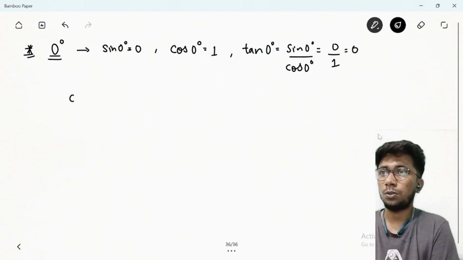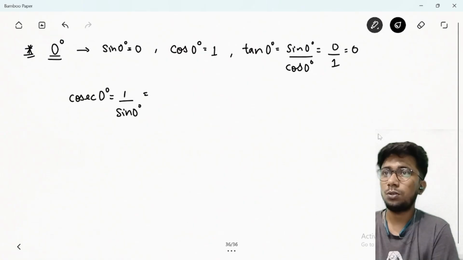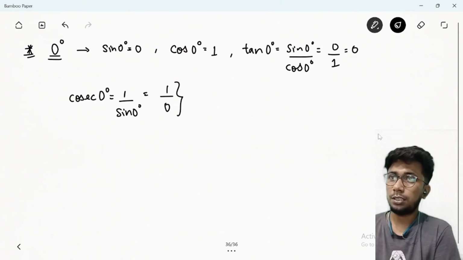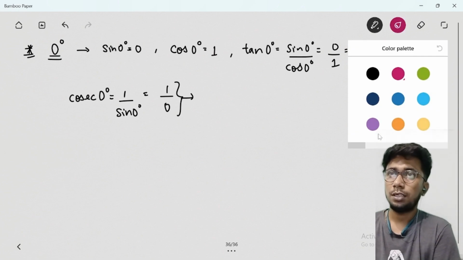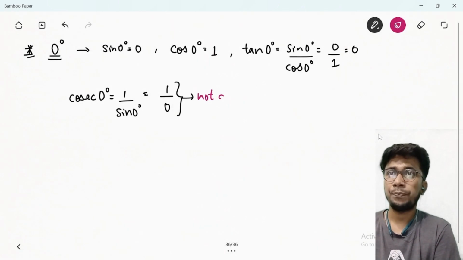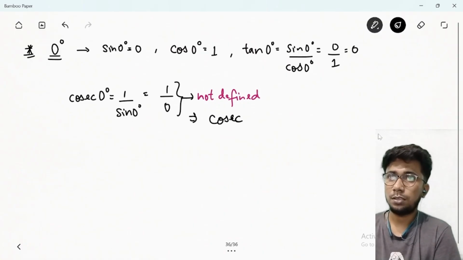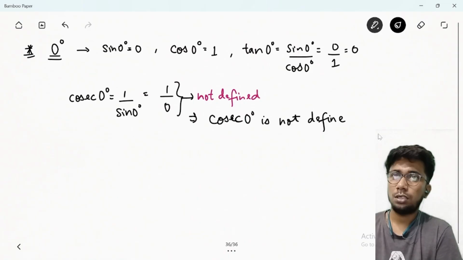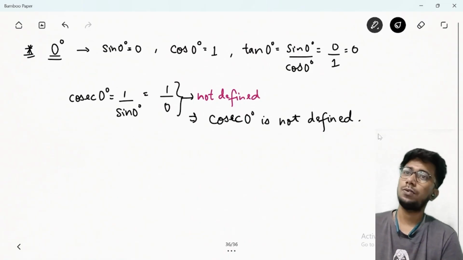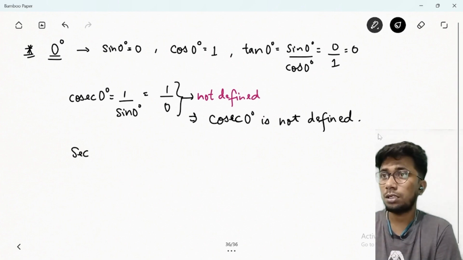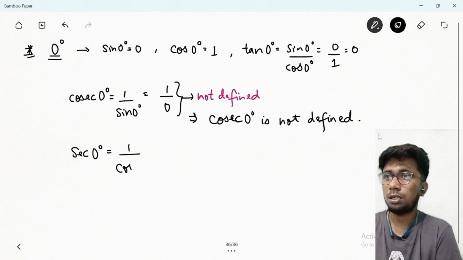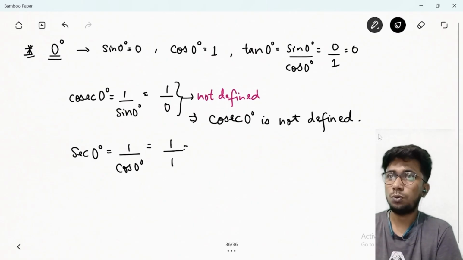Now what about cosec 0? Cosec 0 is what? It will be reciprocal of sine 0. 1 upon sine 0. That will be 1 upon 0. But we know that this 1 upon 0 is not defined. In mathematics, 0 can never come in the denominator. This is not defined. So what can we say from this? We can say that cosec 0 degree is not defined. Alright, fine. Now what about sec 0 degree? Sec 0 degree is what? 1 upon cos 0 degree, that is 1 upon 1, so it will be 1.